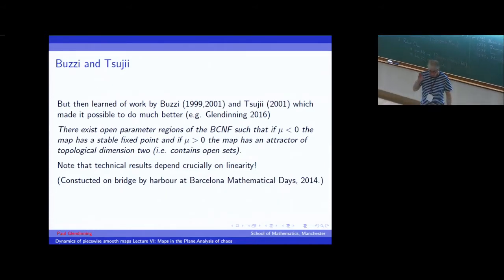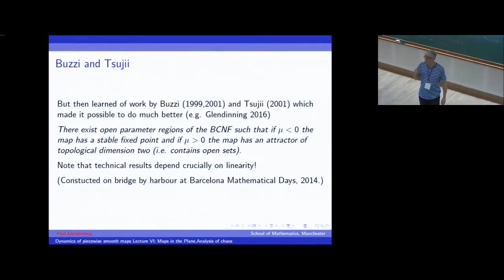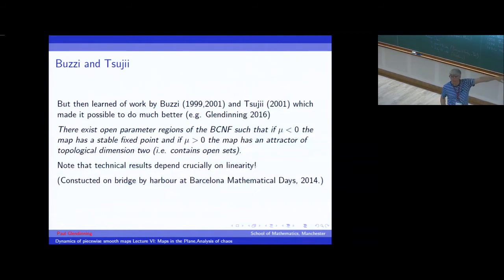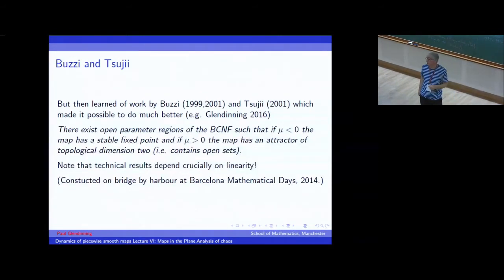So the Markov partition arguments allowed us to show that yes, there can be. What the work by Buzzi and Tsujii allowed me to do was to prove that there exist open parameter regions, and that means robust, such that, even better, if mu is less than 0, the map has a stable fixed point, and if mu is greater than 0, the map has an attractor of topological dimension 2.